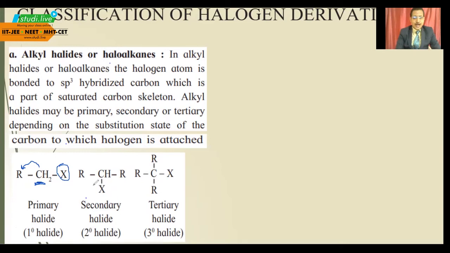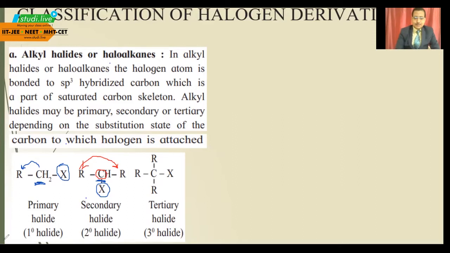Moving on, now this is the halogen atom. This is your halogen atom. It is attached to a carbon, and this carbon is in turn attached to two other carbon atoms. See, right? So this halogen atom is attached to the carbon, and this carbon is attached to two other carbon atoms. So the carbon will be called a secondary carbon, and the alkyl halide that you get is called a secondary alkyl halide. So the carbon is a secondary carbon and the alkyl halide is a secondary alkyl halide.